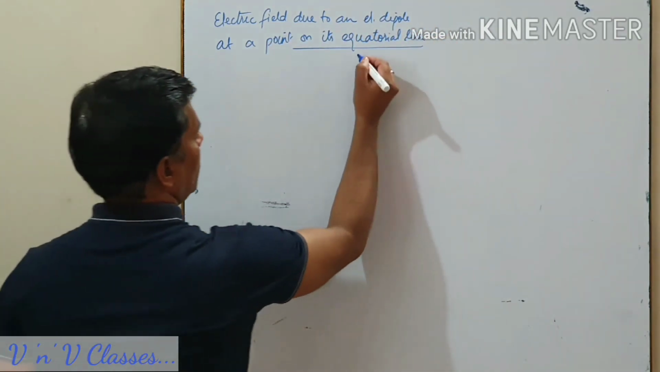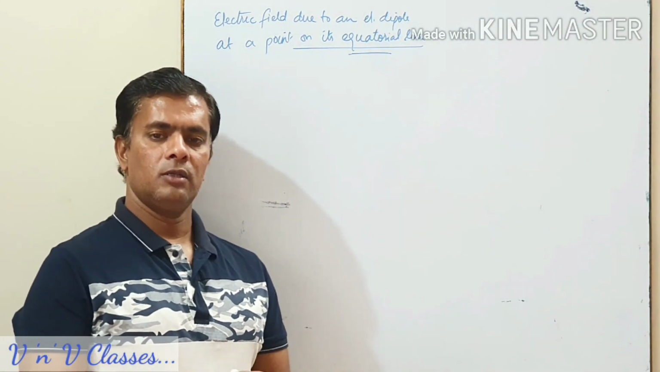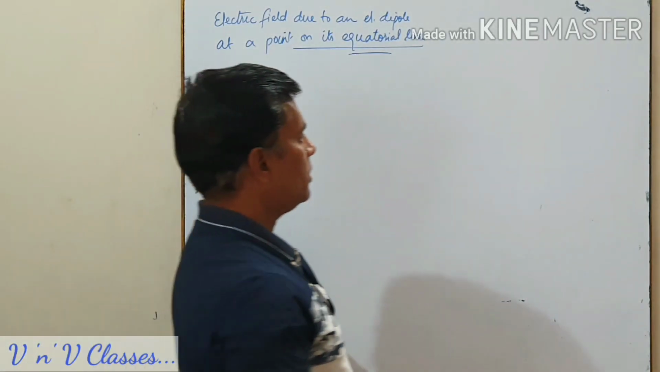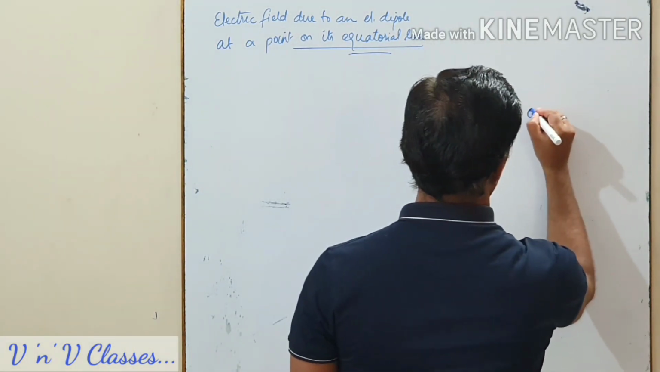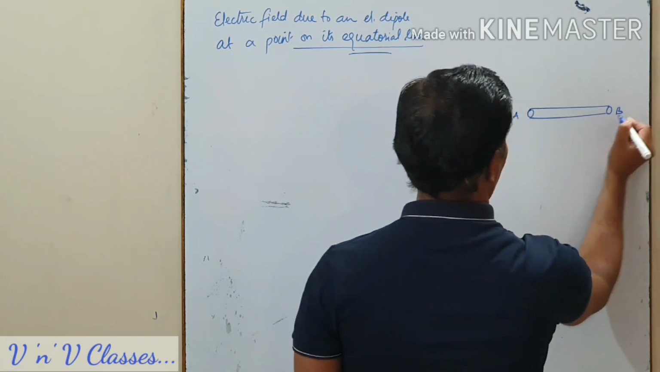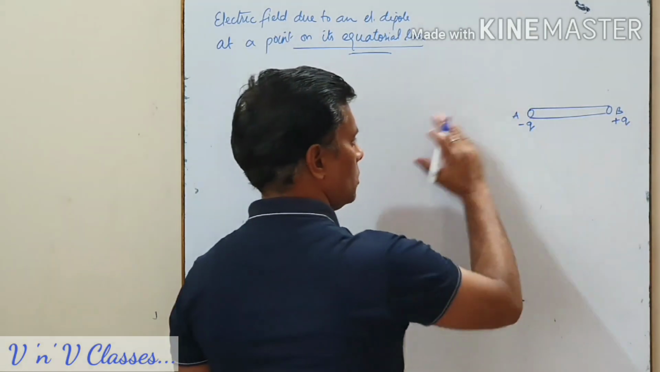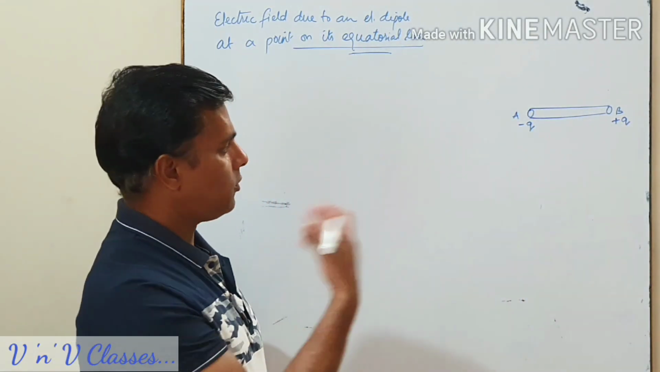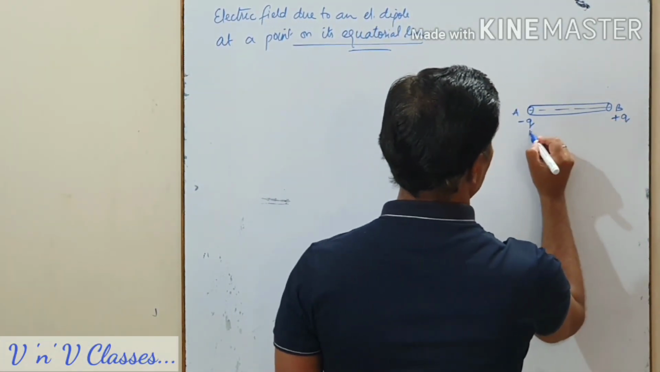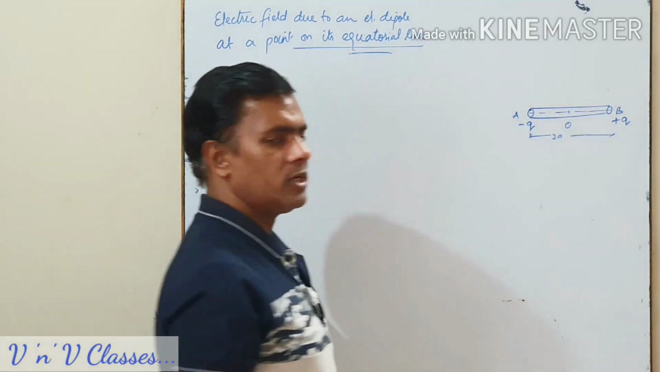See, what do we mean by the equatorial line? Equator is a line that divides into two equal segments. So if this is a dipole, as we discussed in the previous video, this is minus q and this is plus q. On the left we take a minus charge and on the right the plus charge. The distance between the two is 2a and O is the center.